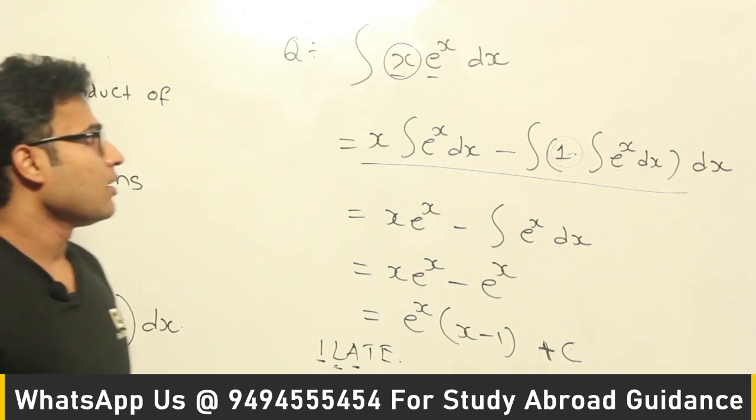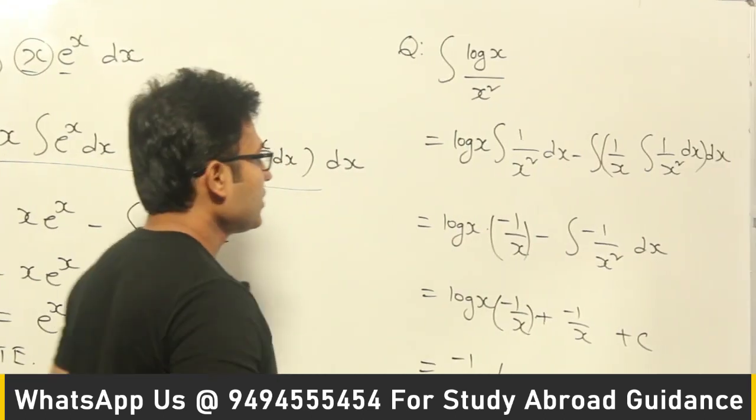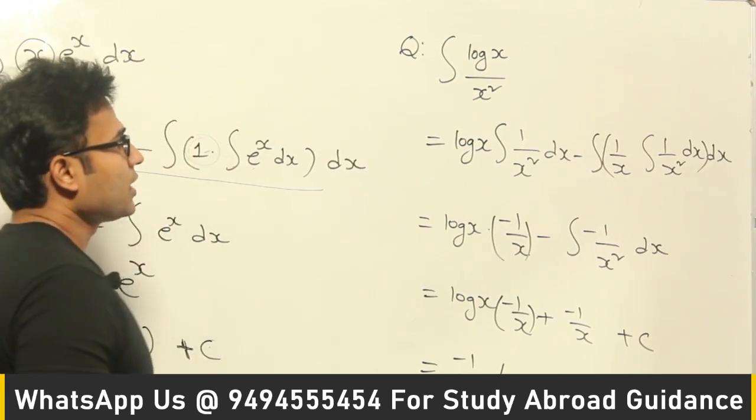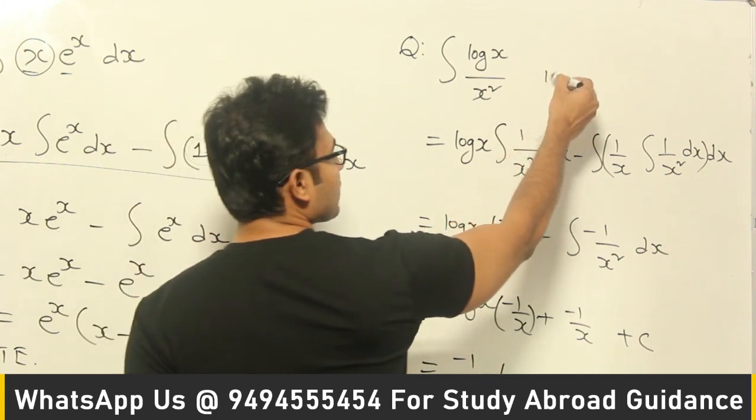Okay, now let's see one more example. Look at this. Now in this case, again, which one do you want to take as f of x and g of x, you can use the rule ILATE.